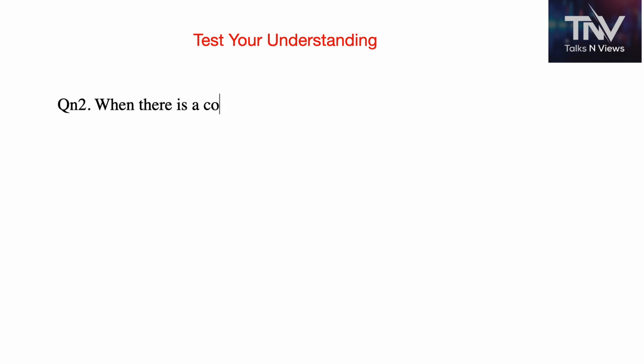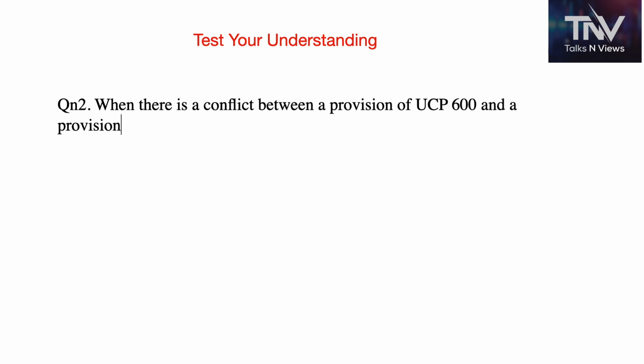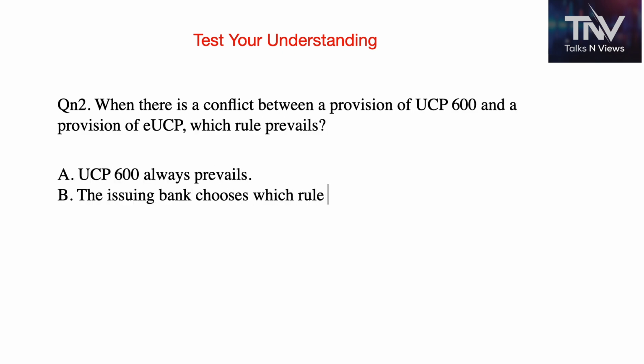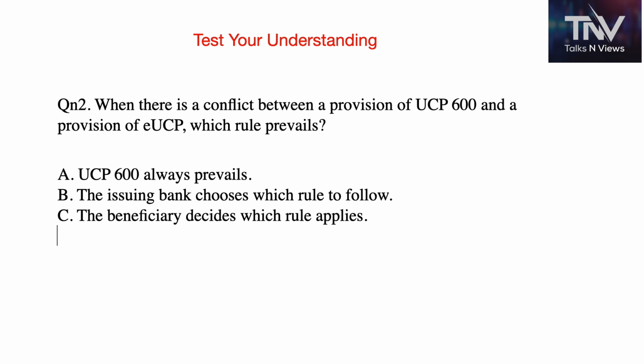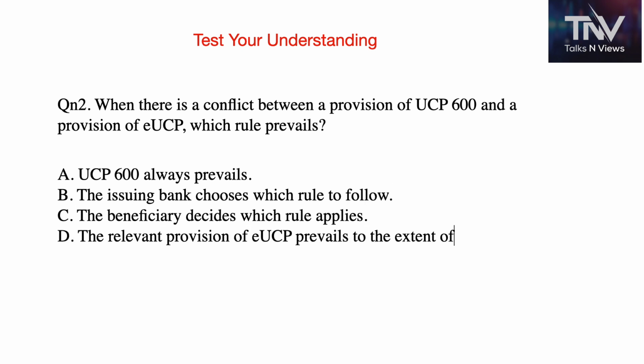Question 2. When there is a conflict between a provision of UCP 600 and a provision of eUCP, which rule prevails? A. UCP 600 always prevails. B. The issuing bank chooses which rule to follow. C. The beneficiary decides which rule applies. D. The relevant provision of eUCP prevails to the extent of the conflict. Answer D.